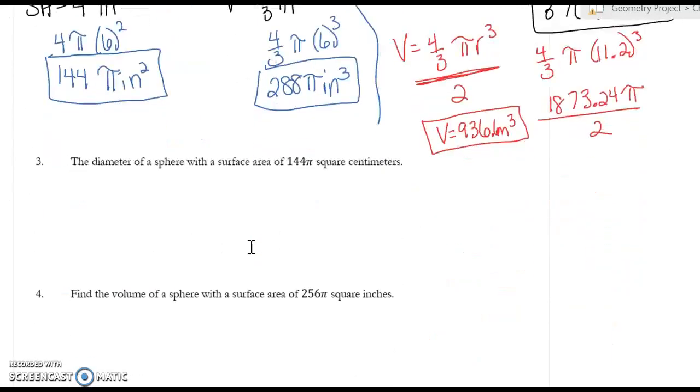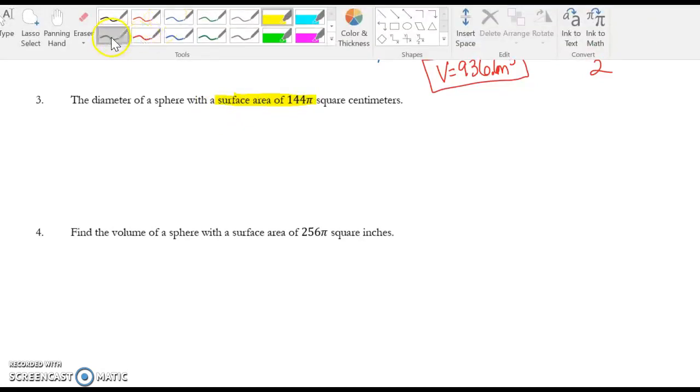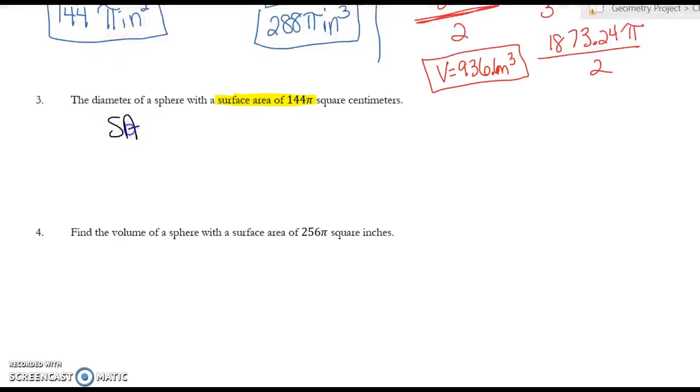Okay? All right, so 3 and 4 are some problems we're going to be solving backwards. And so we need to look and see what we're given. We're given the surface area. So if we're given the surface area, then I'm going to write my surface area formula. So my surface area for a sphere is 4 pi r squared, and I have 144 pi. So 4 pi r squared.